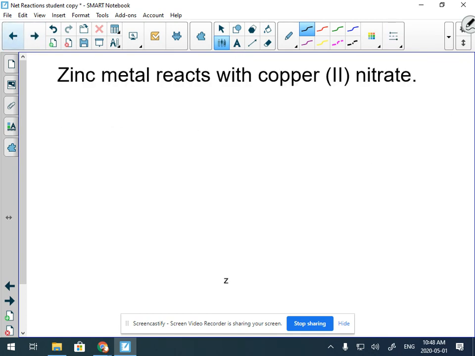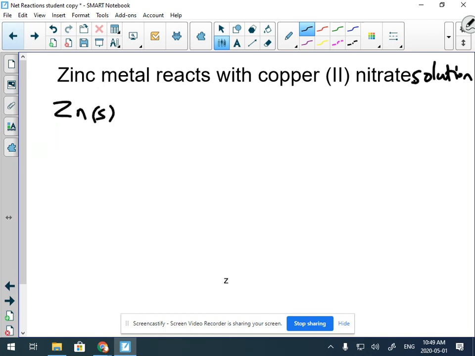Okay, here we are. Zinc metal reacts with copper 2 nitrate. We'll write down solution. Okay, so before we can get to a total, unless you get really, really good at these reactions, we have to start with the non-ionic reaction because it's a lot easier to balance a non-ionic reaction. Okay, so we practiced these yesterday.